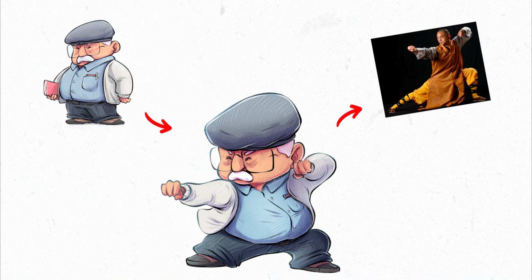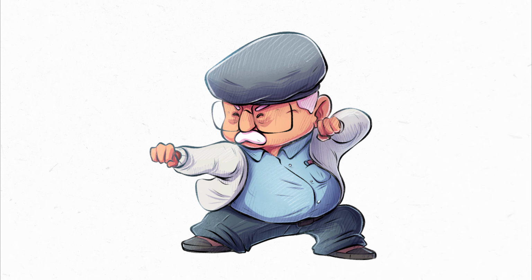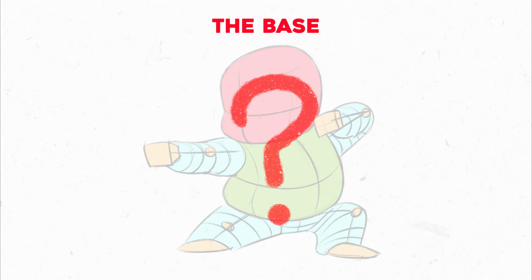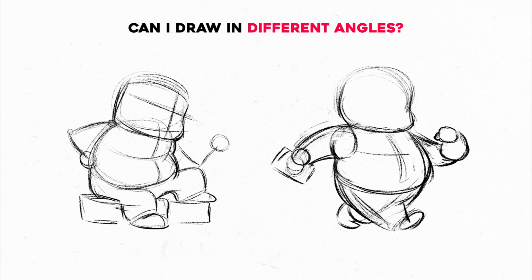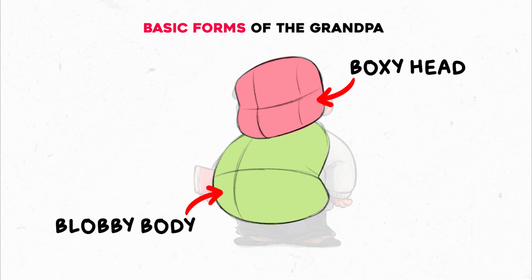For this process to work, I need to have a solid understanding of my character's basic forms. AKA, if I strip down my characters of all its details and bring it down to its base, do I understand the forms well? And can I draw it in different angles? The basic forms of Grandpa right here are these. This boxy head, and this blobby body.